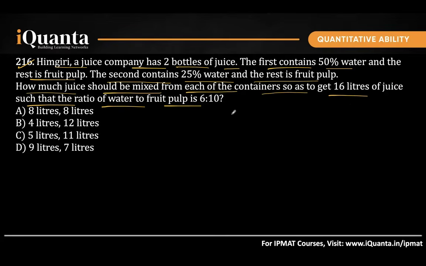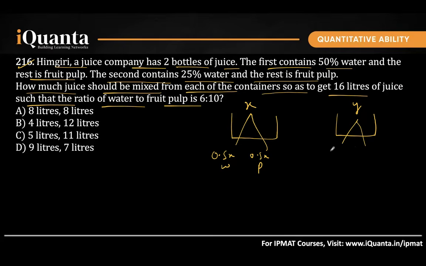So we see that there are two containers like this. We have not been told their total volume. Say this was X in total, this was Y in total. Inside this X, what do you have? The first contains 50% water, that means 0.5X will be water, while 0.5X will be pulp. Inside the second container, 25% is water, so 0.25Y is water, while the rest is pulp, so 0.75Y will be pulp.